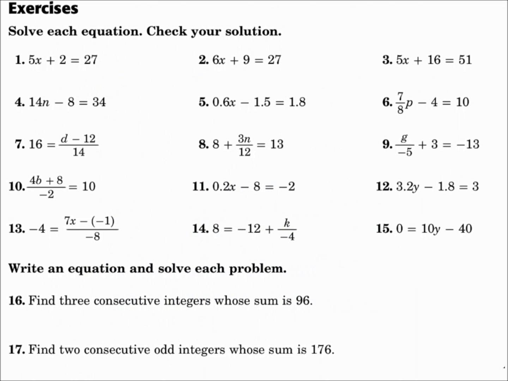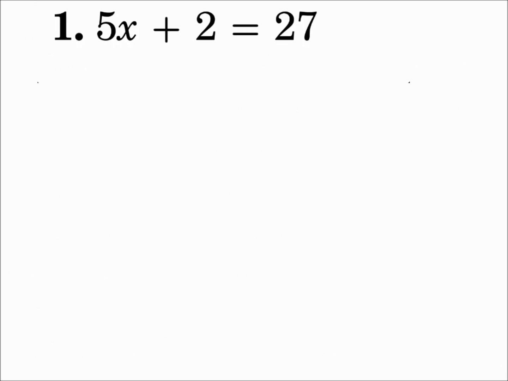Solve each equation. Number 1, 5x plus 2 equals 27. I don't have any big ugly fractions. I have a number times the x and a number added to it. Do the adding and subtracting first. Since that's a plus 2, do the opposite and subtract 2 from each side.